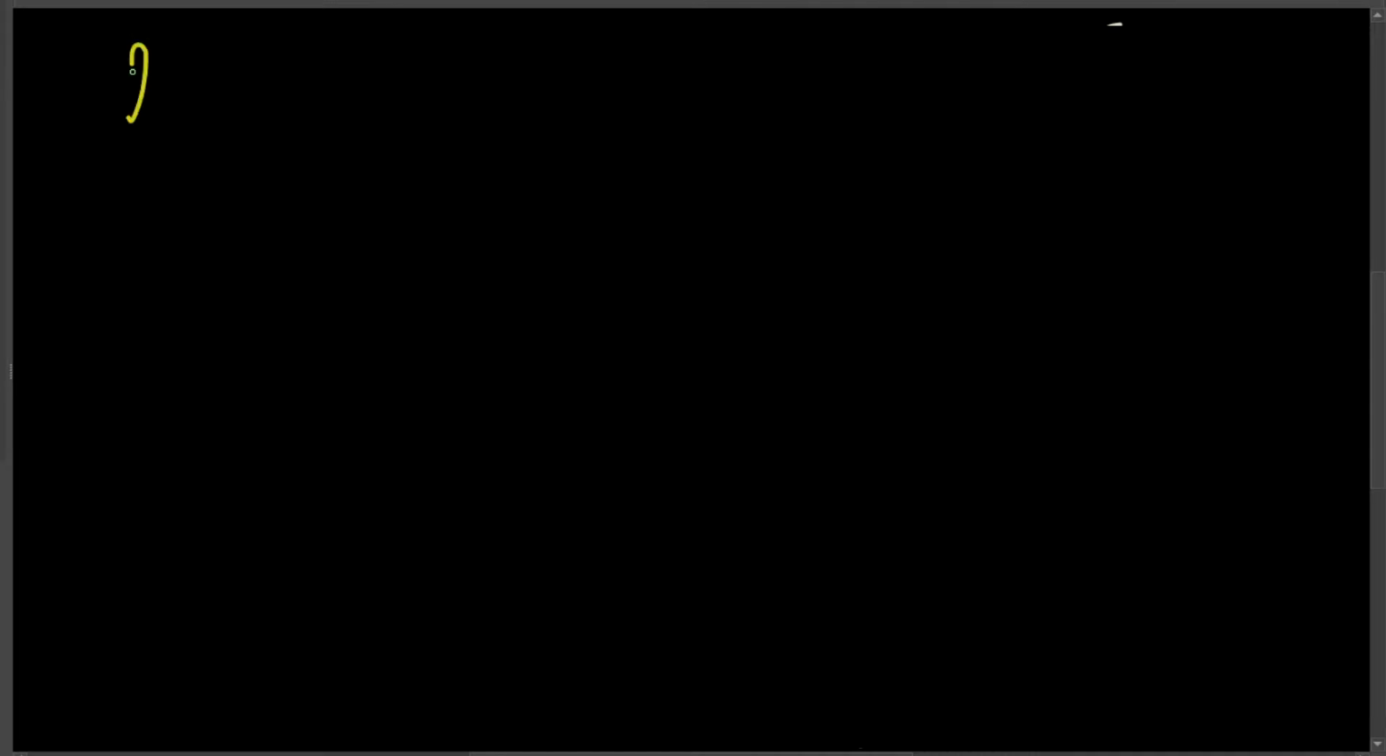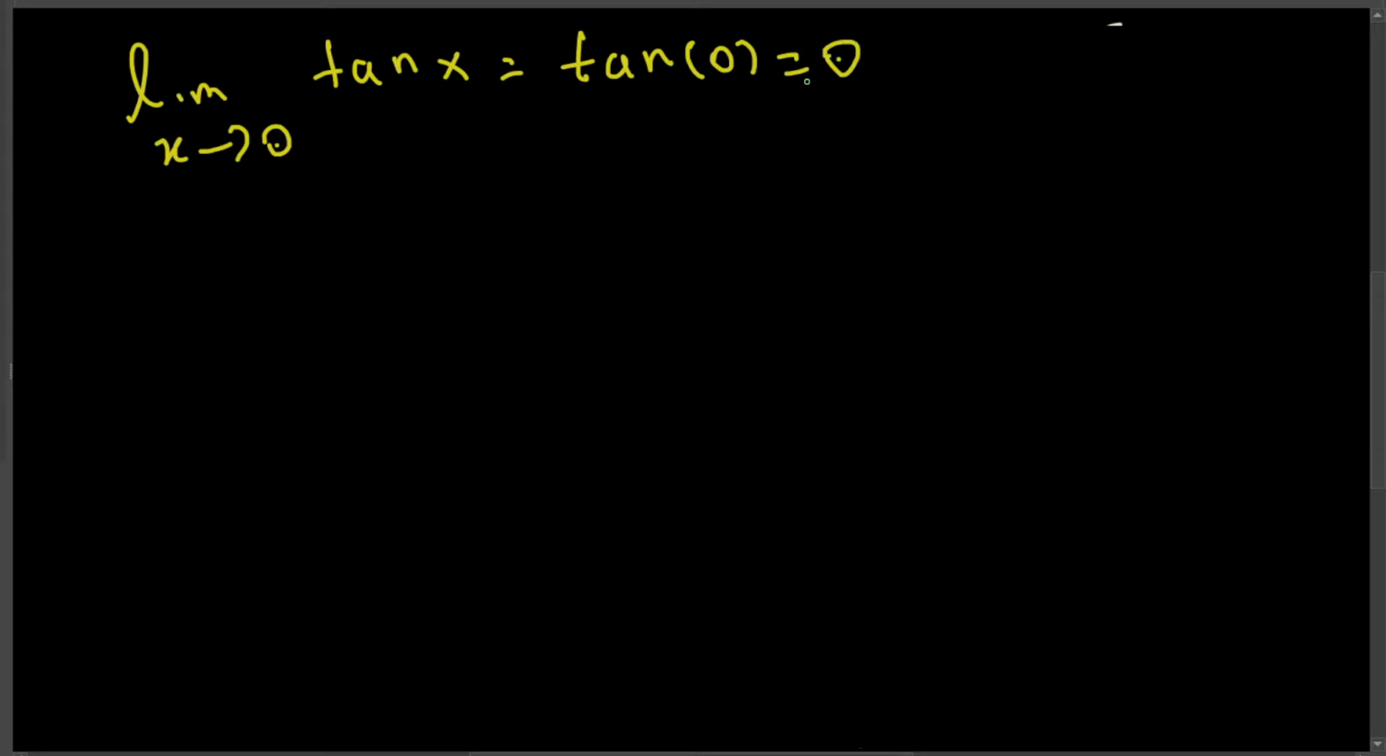Let's say we have a limit as x approaches 0. Evaluate tan x. Here you can try substituting 0 for x in tan x. That's actually 0, so this is a direct substitution. We don't have to do anything else. This is our final answer.